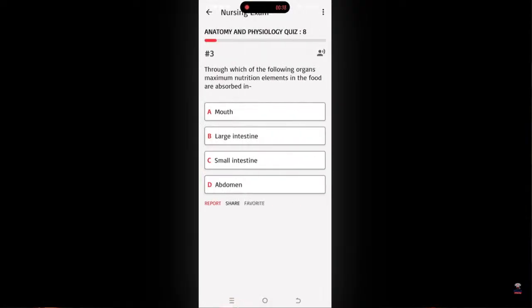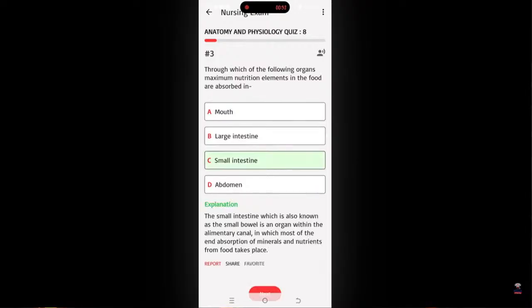Through which of the following organs are maximum nutrition elements in the food absorbed? A. Mouth, B. Large intestine, C. Small intestine, D. Abdomen. Correct answer. The small intestine, which is also known as the small bowel, is an organ within the alimentary canal, in which most of the end absorption of minerals and nutrients from food takes place.